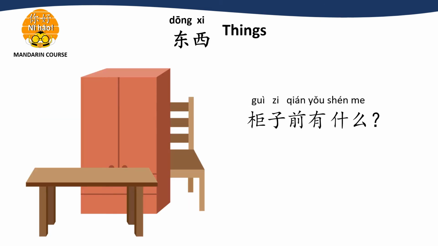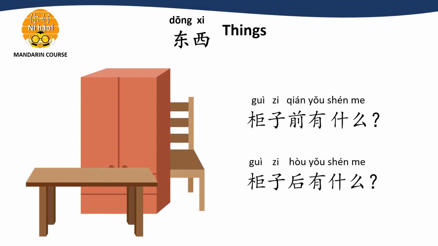Now, please try to answer these questions. 柜子前有什么? What is in front of the cabinet? 柜子前有一张桌子. There is a table in front of the cabinet. 柜子后有什么? What is behind the cabinet? 柜子后有一把椅子.